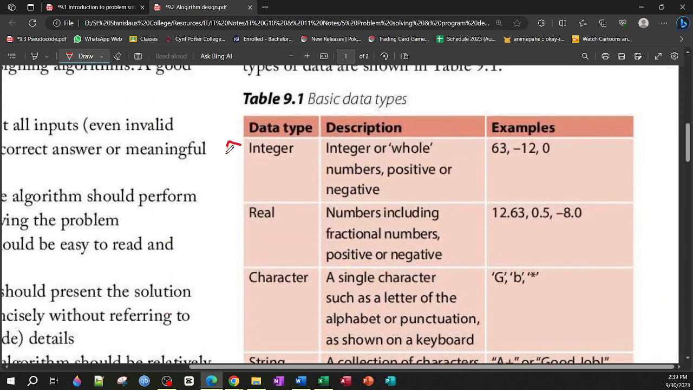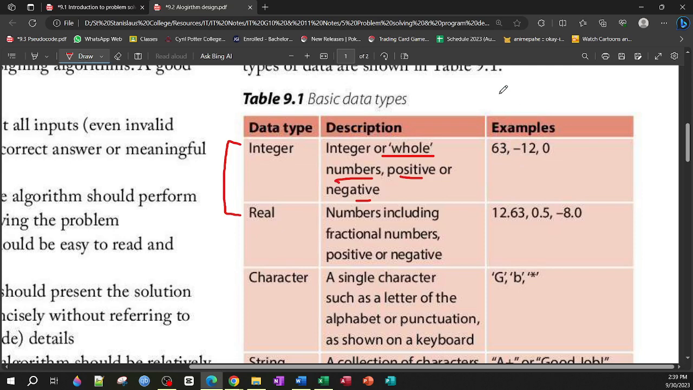So these two are similar, integer and real data type. They're both for numbers, but the integer is mainly for whole numbers, only whole numbers, whether it's a positive or a negative number. Notice some examples on the right hand side here. It will not store any decimal numbers.